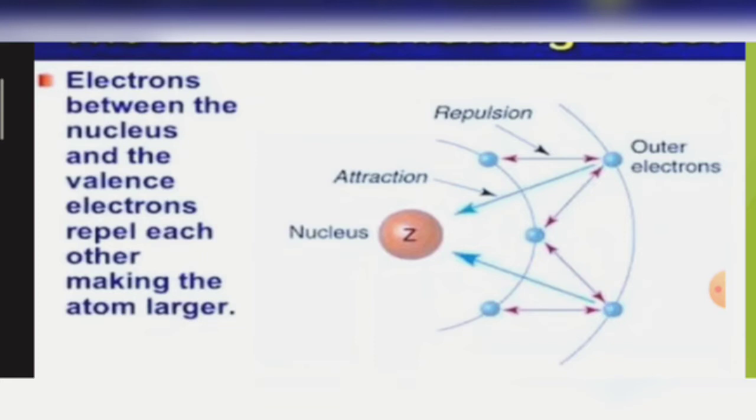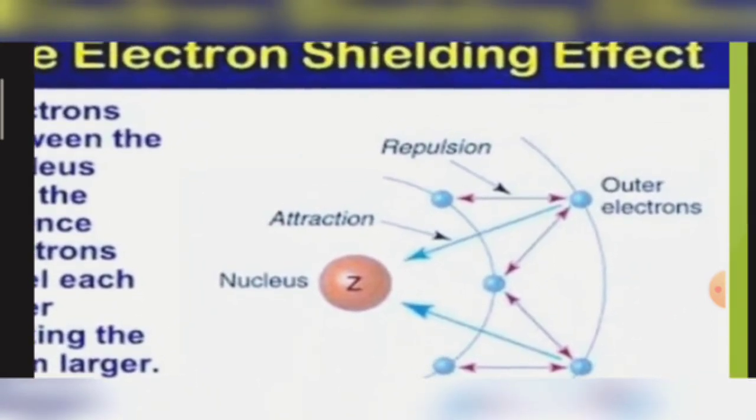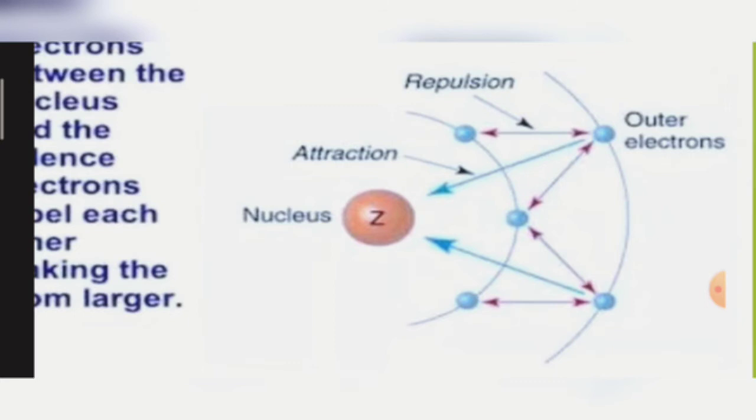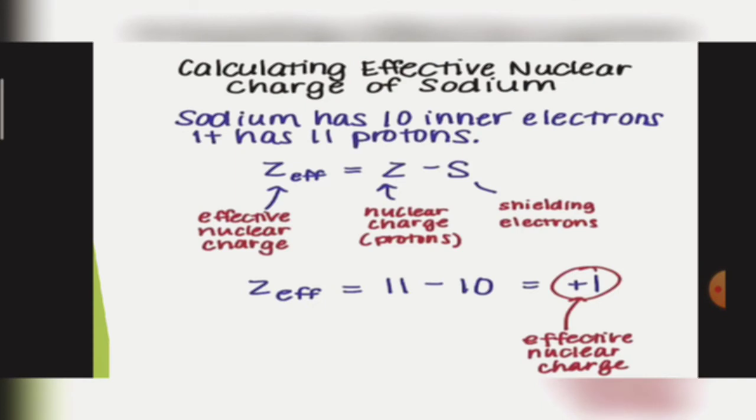And the charge which reaches the outer shell electrons is called effective nuclear charge, because due to the presence of inner electrons, the actual nuclear charge cannot influence the outer electrons. That's why they feel less nuclear charge, and this charge is called effective nuclear charge, which can be calculated using this formula. Calculating effective nuclear charge of sodium: we know that sodium has atomic number 11.